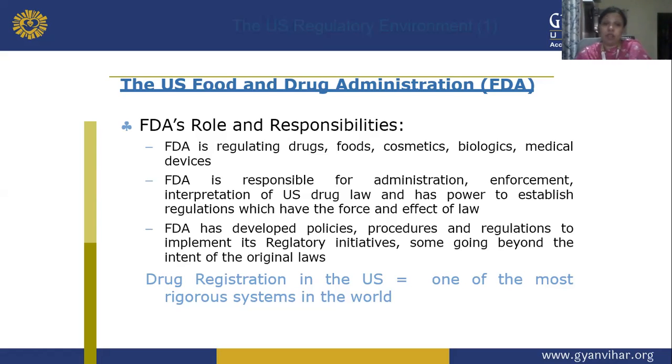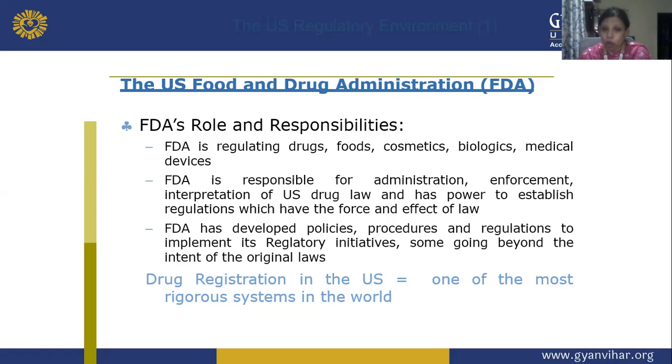And we have already discussed that some things are not involved with the FDA, but these things are, specifically drugs. The FDA is responsible for administration, enforcement, and interpretation of US drug laws, and has the power to establish regulations which have the force and effect of law. So the FDA has all the authority related to drugs; all decisions related to drug administration, enforcement, and interpretation can be taken by the FDA. Again, the FDA can enforce it with the effect of law.